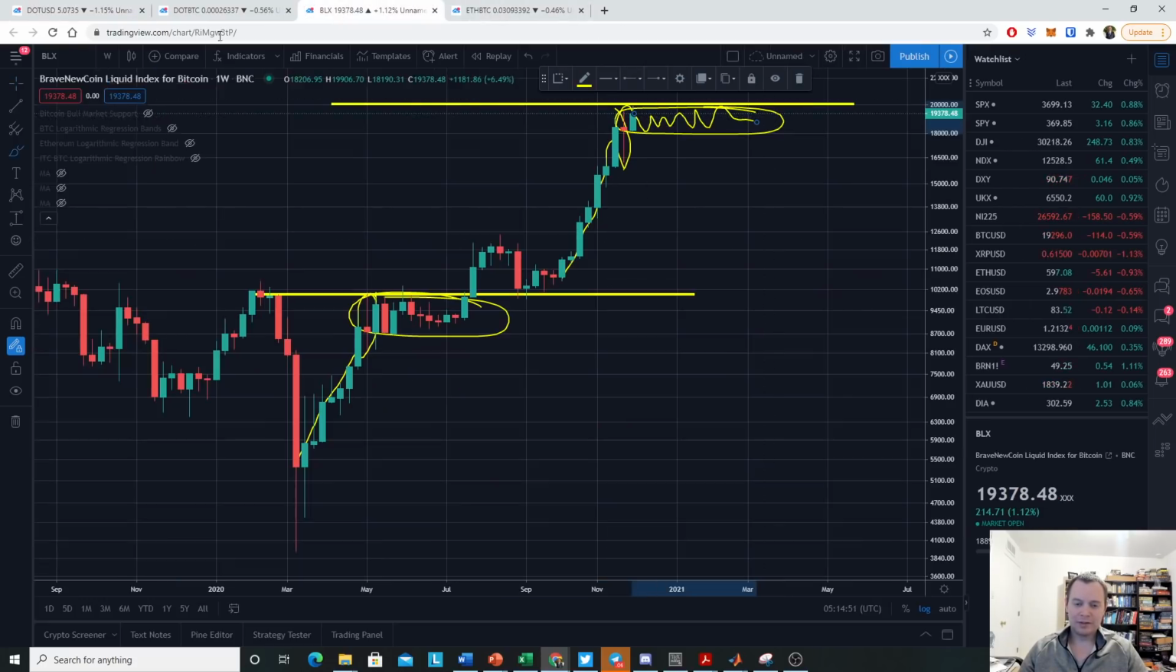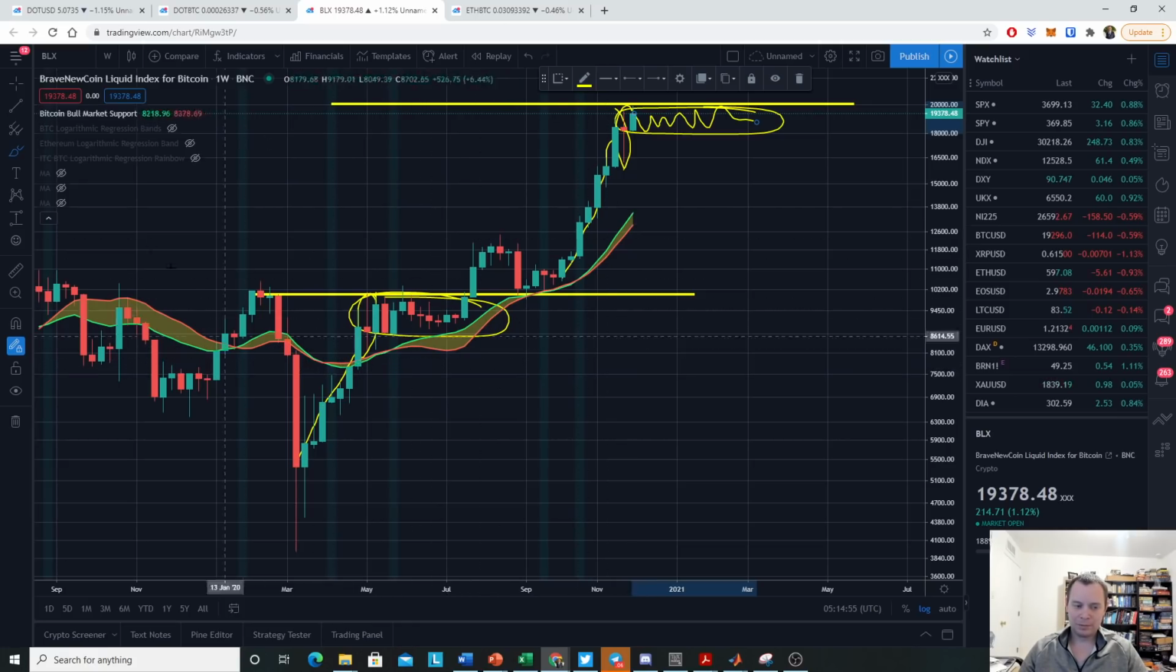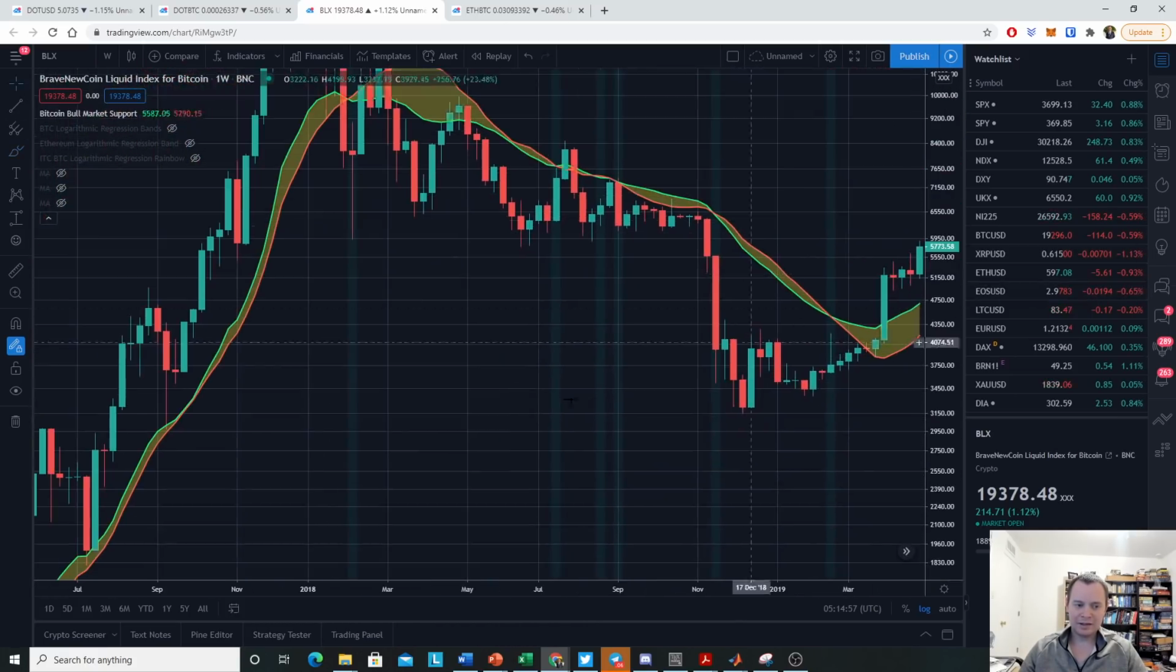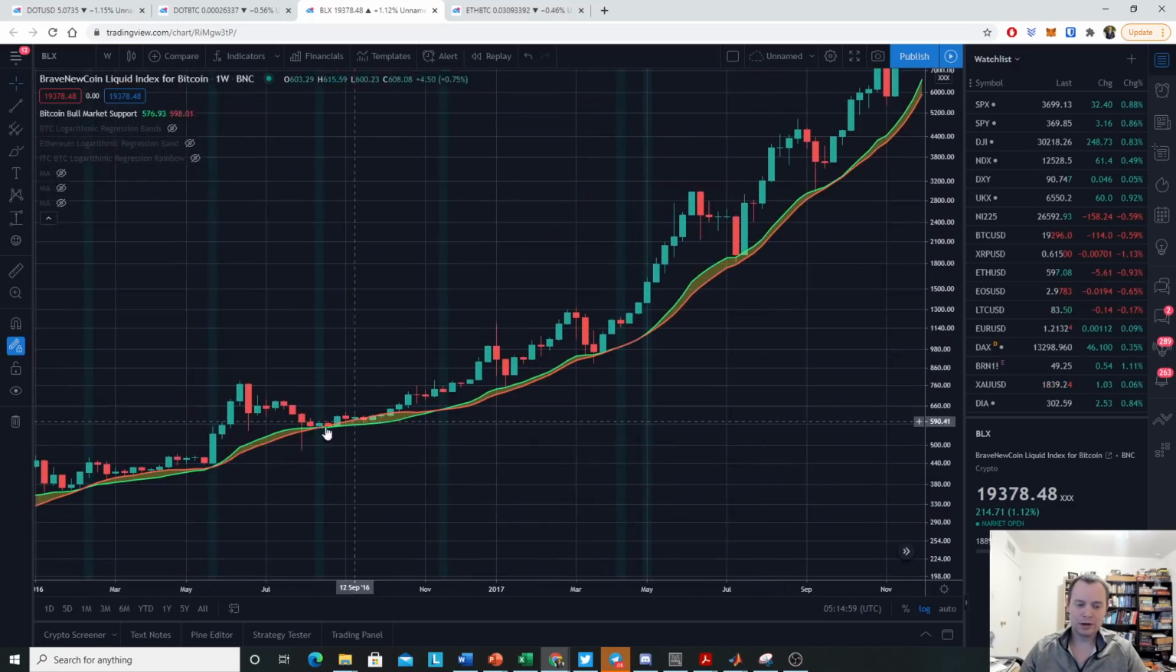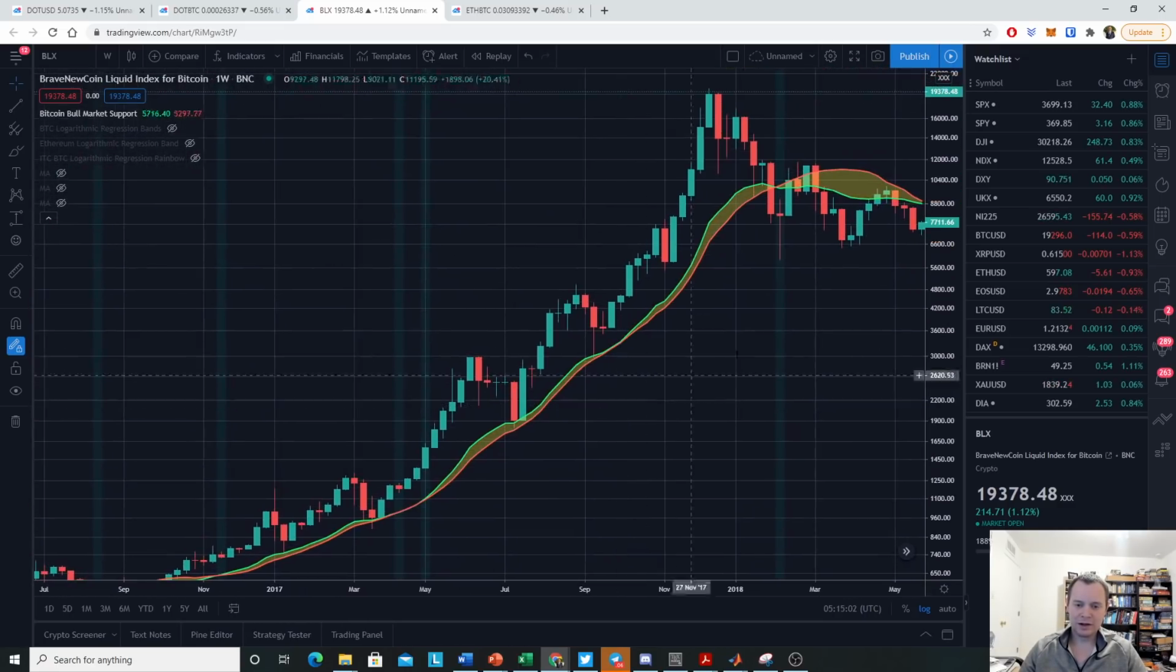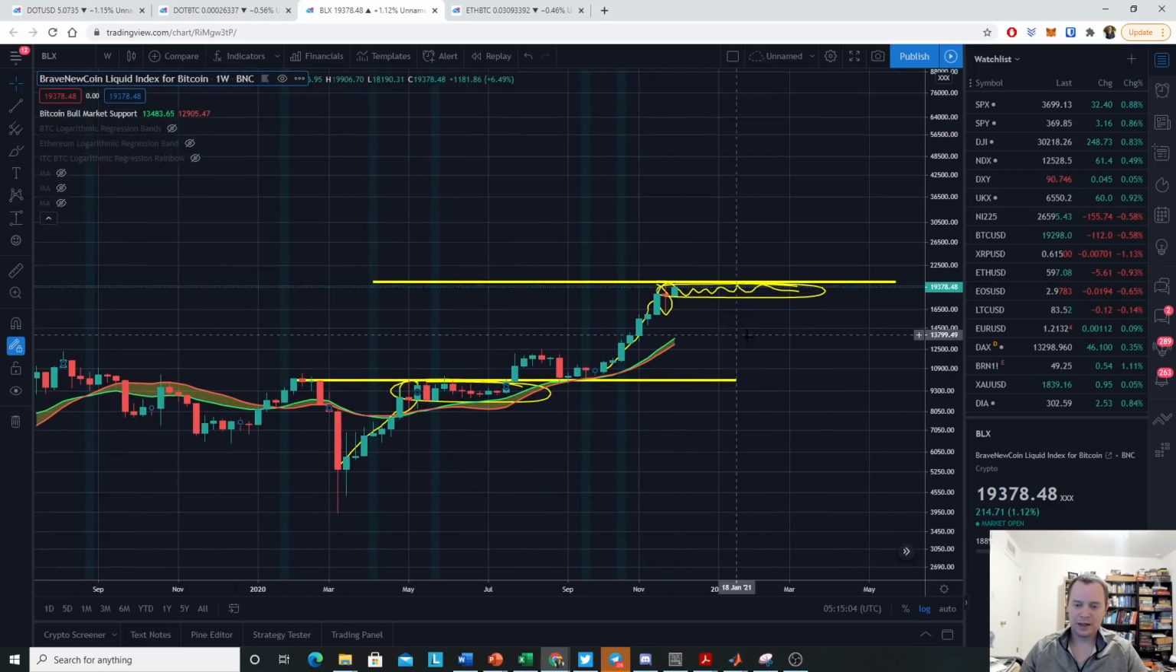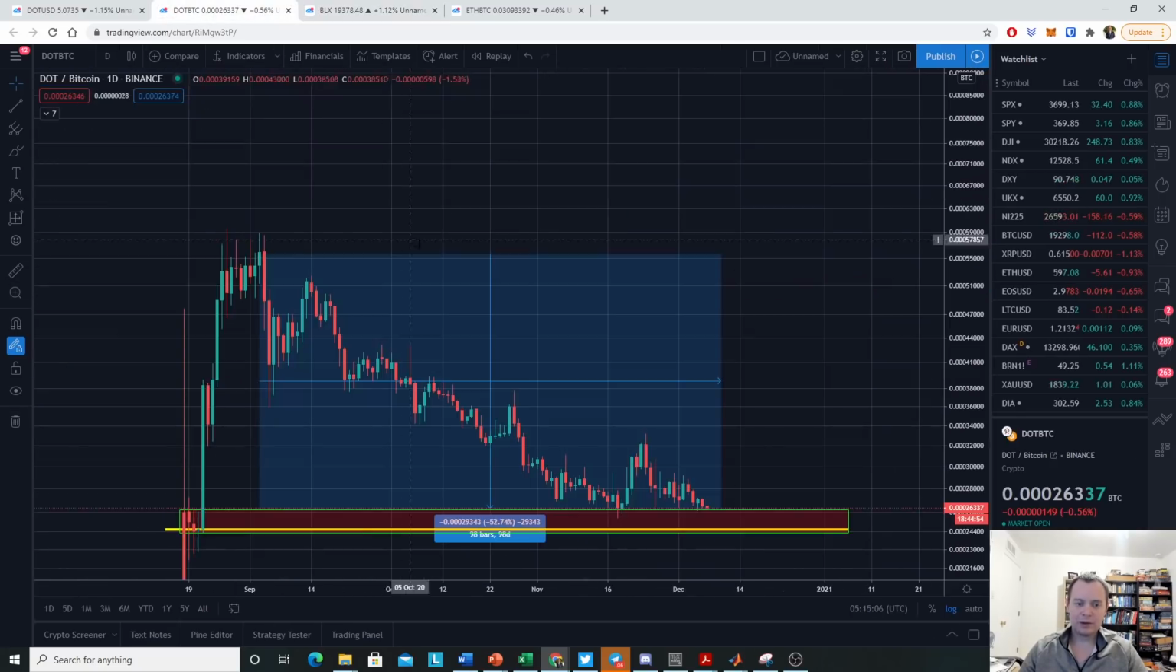Now, if Bitcoin were to come down to the bull market support, which, by the way, again is the place where we hold support during a bull market, right? This is where we hold support during a bull market. If it comes back down there, then we would still expect DOT to bleed against Bitcoin, right? It might not sound fair. Well, it's just the way it is, right? Life's not always fair.